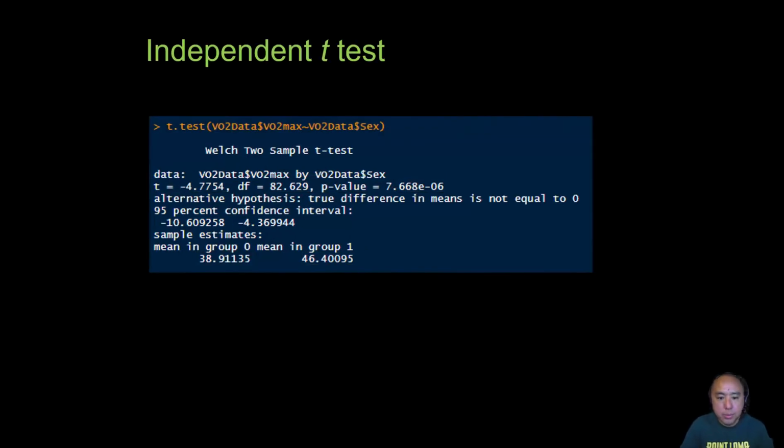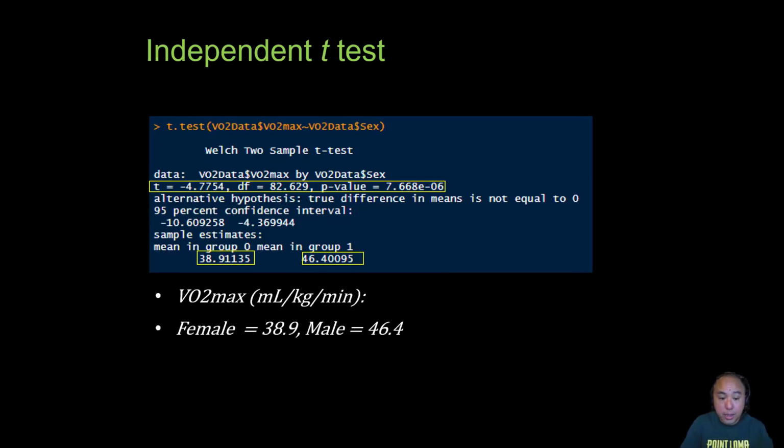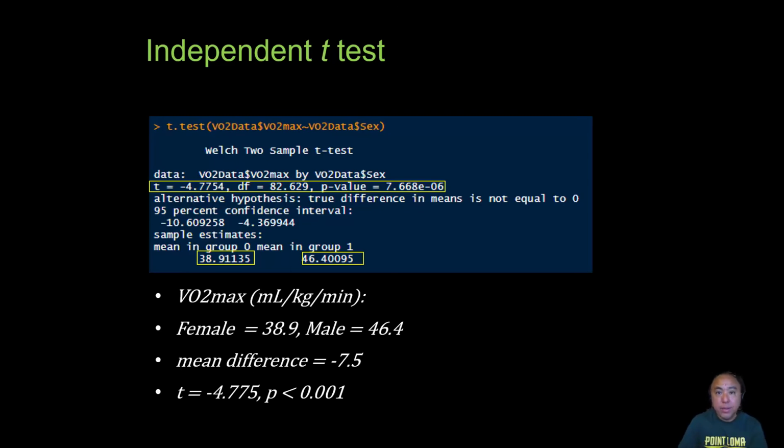Now let's take a look at VO2 max. Same thing here. T is negative 4.7, degrees of freedom is 82, and the p-value is less than 0.001 in this case. That means the mean difference in VO2 max between males and females, in this case negative 7.5, the likelihood of observing that result or something more extreme or larger than that is less than 1% if in the population there was no difference in VO2 max between males and females. So we conclude that there is a statistically significant difference in VO2 max between males and females. It's negative because we're subtracting the VO2 max for the female group minus the male group. So in this case, negative 7.5 milliliters per kilogram per minute.